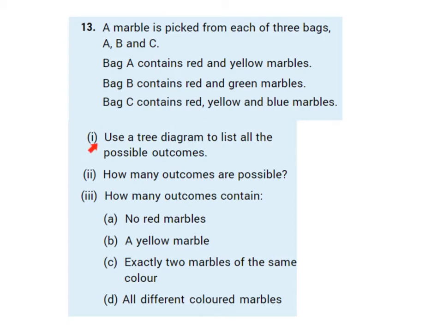Part 1. Use a tree diagram to list all the possible outcomes. Part 2. How many outcomes are possible? Part 3. How many outcomes contain A. No red marbles. B. A yellow marble. C. Exactly 2 marbles of the same colour. And D. All different coloured marbles.